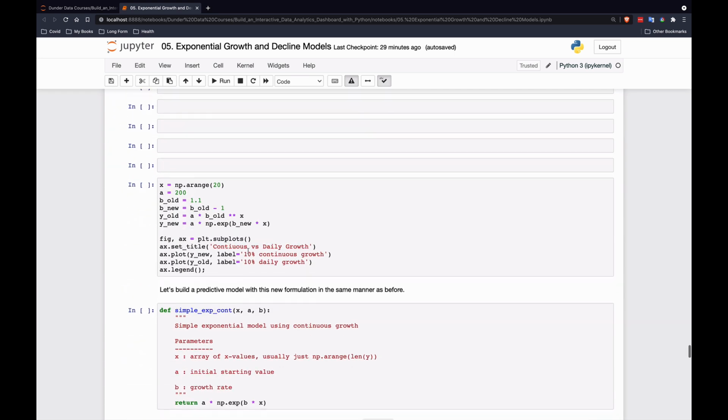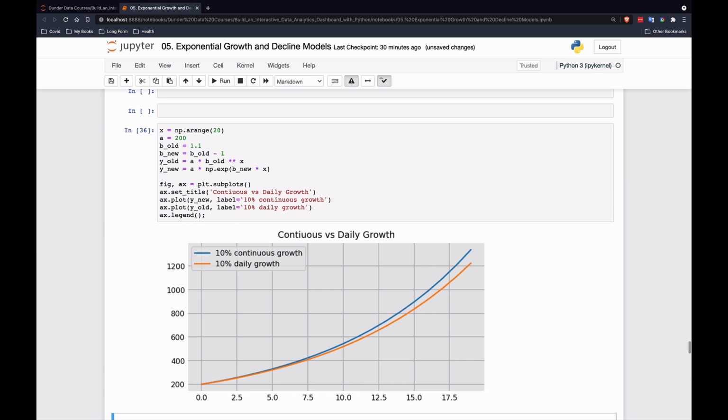Okay, so let's go down here. And this bit of code will graph both the old formulation and the new formulation. So the blue line is the continuous growth of 10%. That means it is compounded, if you will. It's usually used in financial applications, but you can also think of it as growing continuously at a particular growth rate, as opposed to once per day. So you'll see the difference. They start out very similar, but then the continuous growth rate will be a bit higher.